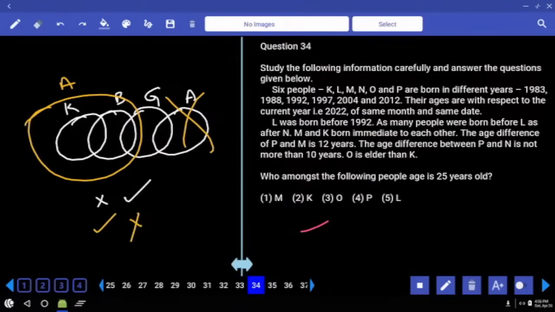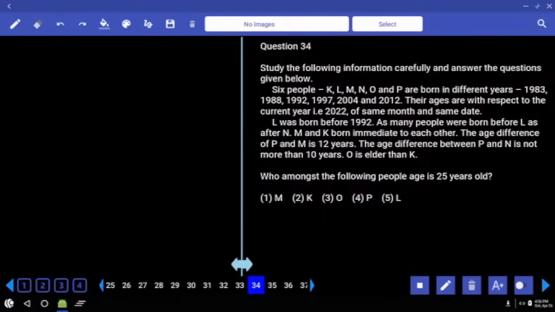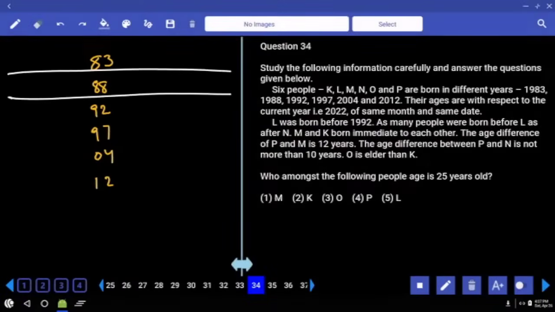Now 34 onwards, first or the second priority? Now 6 people born in different years and years were given, no other parameter given, and it's definitely under the first priority, starting with what? Starting with 1983. Next one, 88, 92. Next, 97, 2004 and 2012. Then what is the base year we have? Now base year 2022.